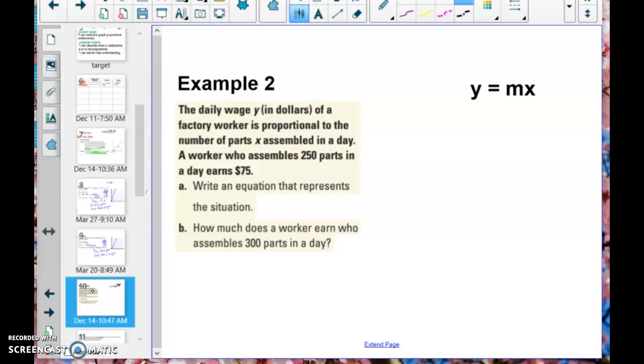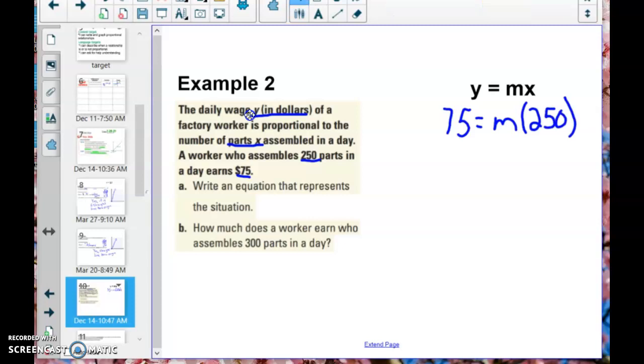Well, part A says write an equation that represents the situation. Well, the equation we want to write is in the form y equals m times x. But the problem is, I don't know what the constant is. I don't know what m is. But what they do give me is an x and a y. The y that they give me, because remember y is my daily wage in dollars, is 75. And then the x that they give me, x is the number of parts assembled, is 250 parts. So I know m times 250 is going to give me 75.